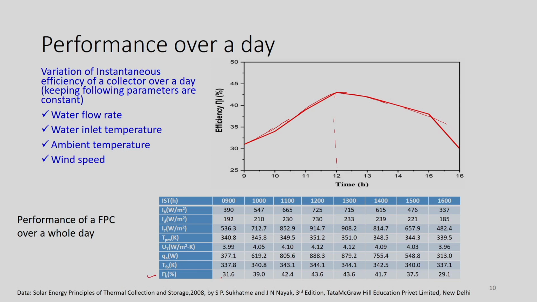So, here also you can see how these efficiencies are first increasing with time and then reach a maximum value here and then decrease, right. Also you can see here other values. Okay. So, this Ut is also decreasing, right. So, this variation was plotted with an assumption that water flow rate, water inlet temperature, ambient temperature and wind speed are not varying during that time. Okay. So, what we can conclude here is that with increase in solar radiation, the efficiency can be improved. That is what is demonstrated in this slide. Okay.